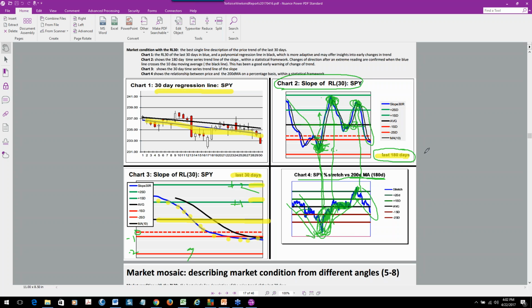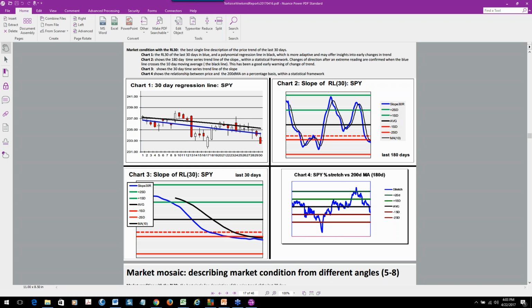So I compute this thing every day, and I pay attention very carefully to turning points in the slope statistic of SPY. So this is the 180-day look back. This is the 30-day look back, so I can zoom in. And this is what that regression line looks like. Now this is how I use the 30-period regression line.